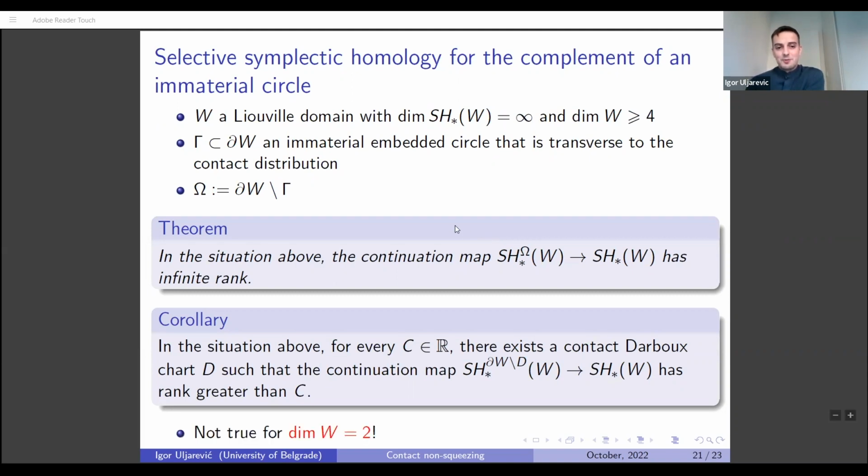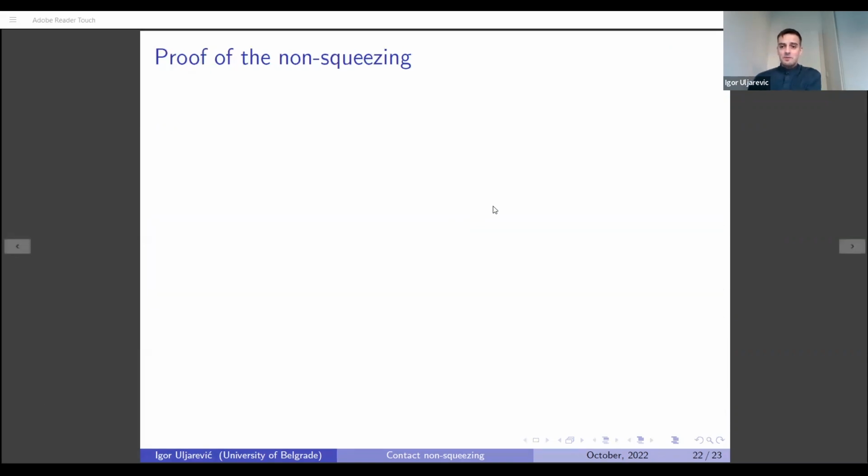And again, this is not true if the dimension of W is equal to 2. Now let me finish the proof of non-squeezing. So I will prove that there exists... let me recall first the statement.